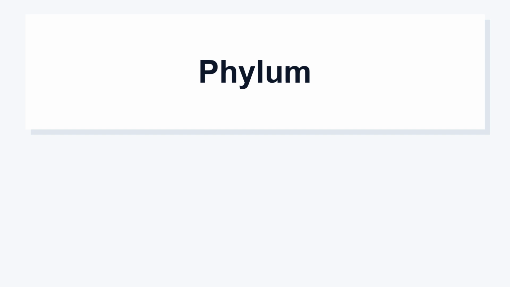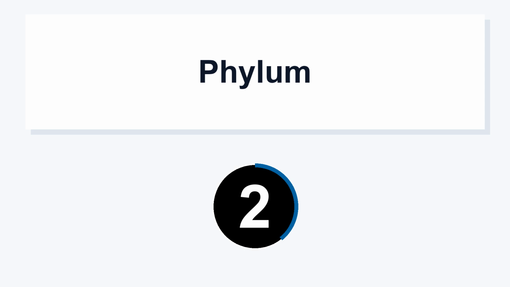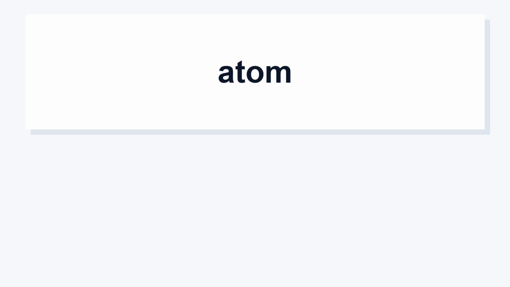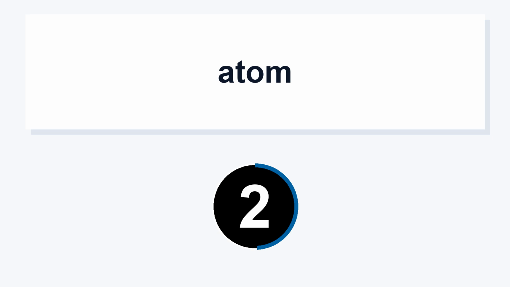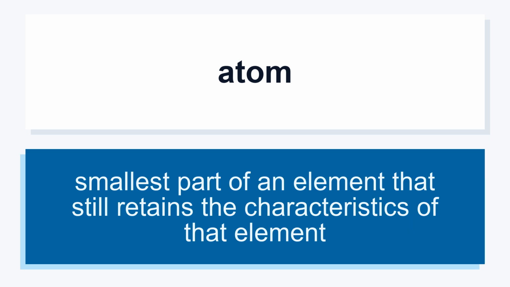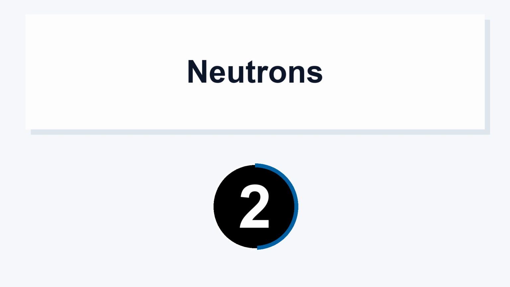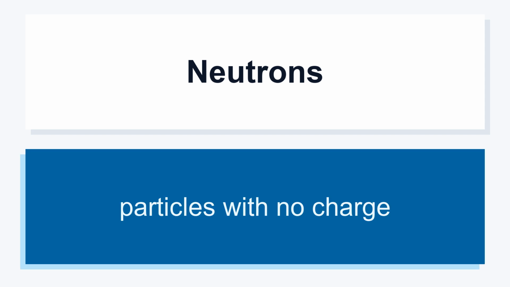Phylum is the next major taxonomic group. Within the kingdoms, organisms are divided into phyla by general characteristics. Atom: the smallest part of an element that still retains the characteristics of that element. Neutrons: particles with no charge.